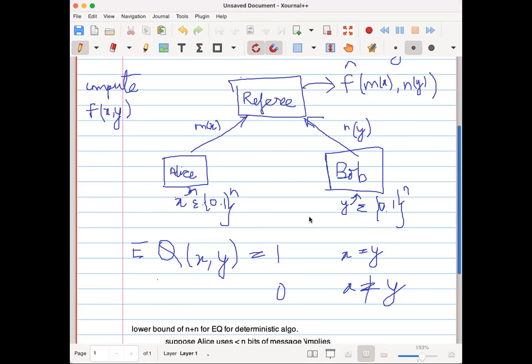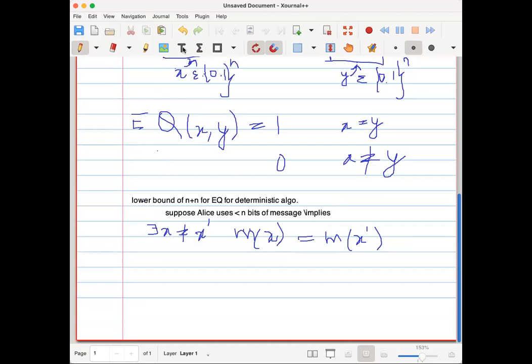Okay. So let me make this clear. So that's just a proof, right? That in these two cases, you have the same message and the referee cannot distinguish between the two cases. That's the proof, right? So case 1 is Alice gets x, Bob gets x. Case 2, Alice gets x prime, but Bob still gets x. Now, remember the messages are the same in both cases.